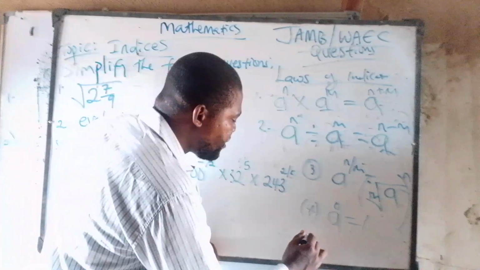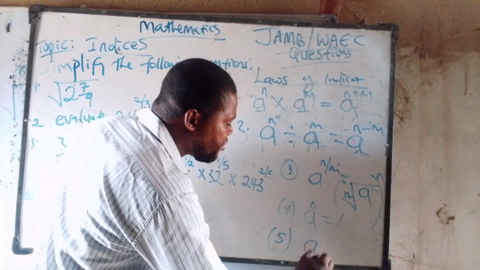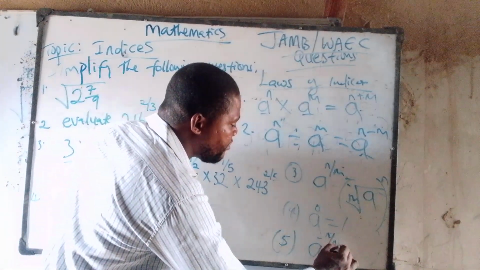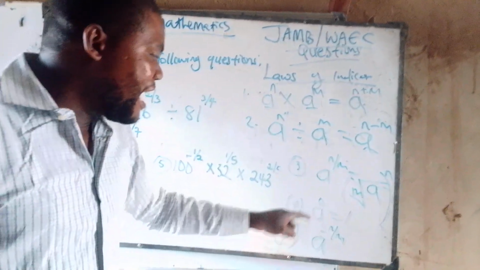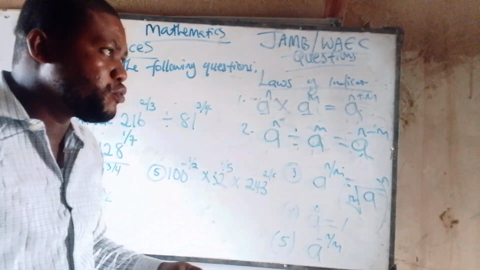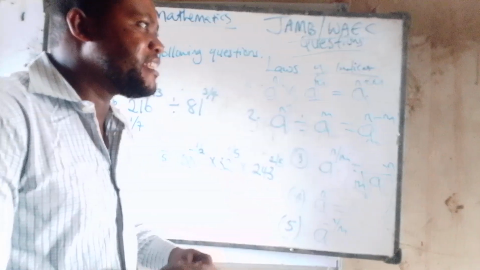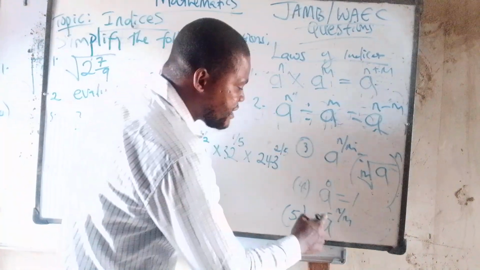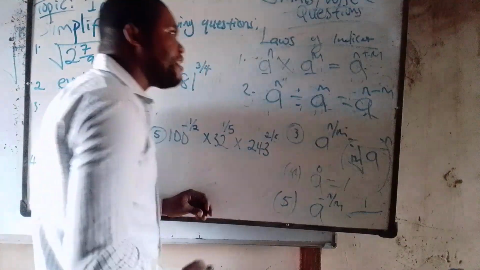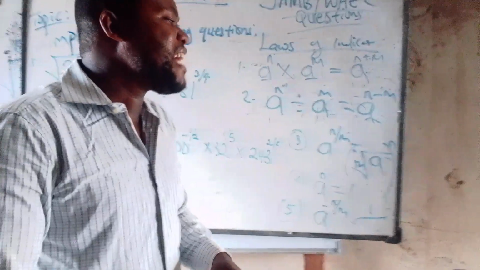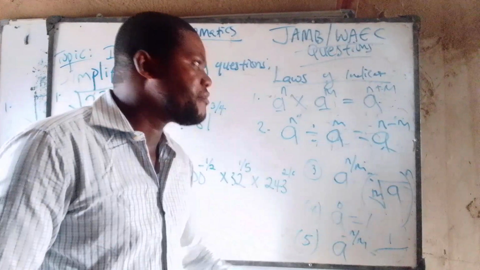The other one I have is a to the power of minus n. This one, there's no minus sign. Here there's a minus sign. How will I simplify this? Look at what I will do. I will simply say that this minus sign will take 1 over. That's how it's supposed to be. So long as I have a minus sign, it will be 1 over.